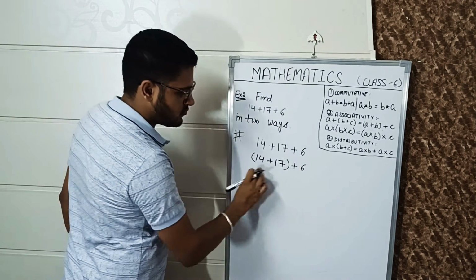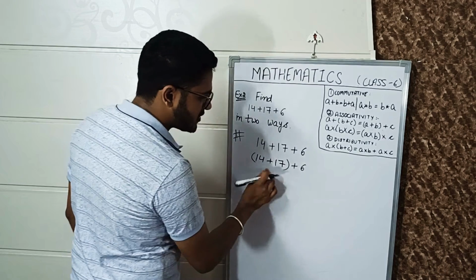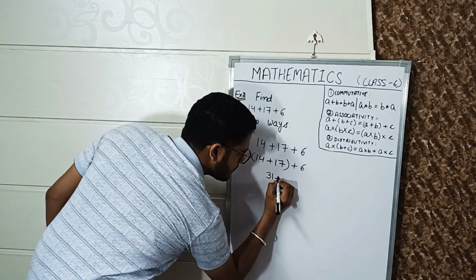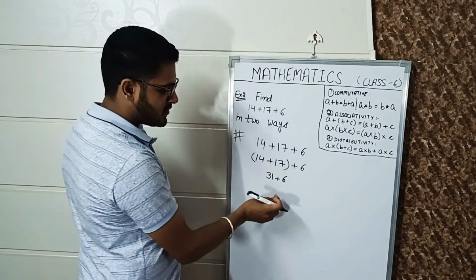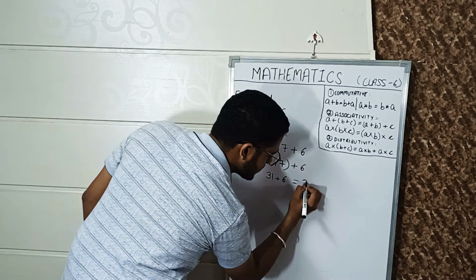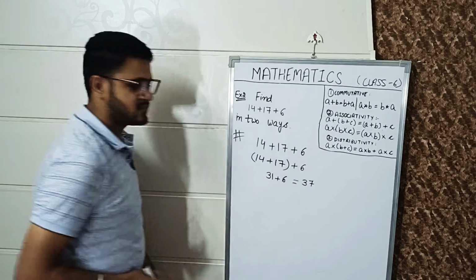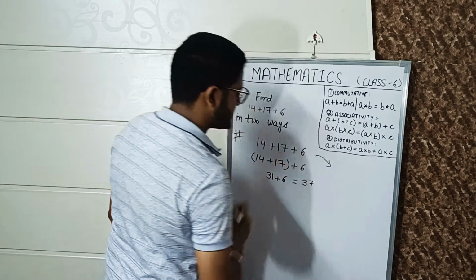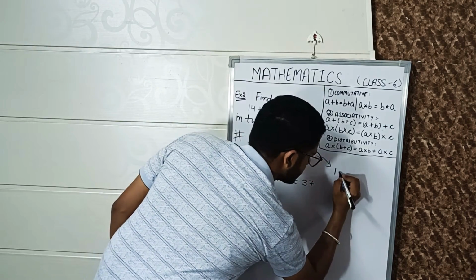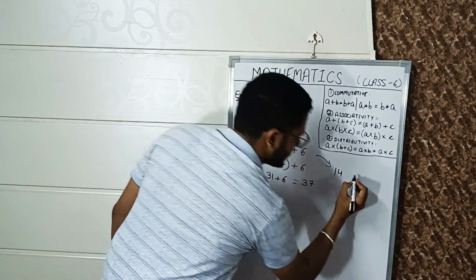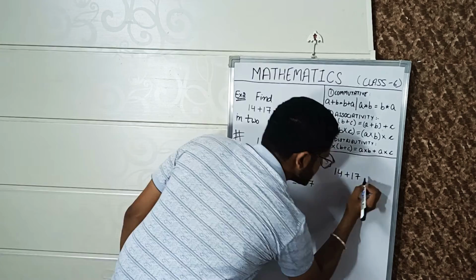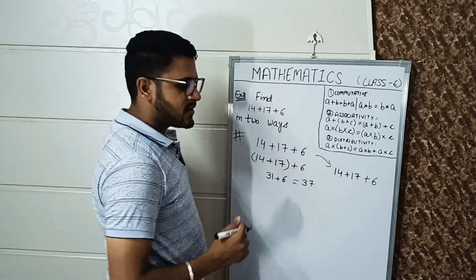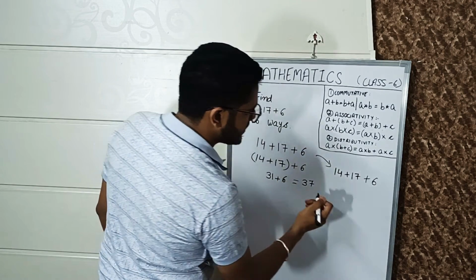Now what we will do is, we will first solve this part, right? 14 plus 17 is 31, plus 6. What will it come out to be? It will come out to be 37, right? Now let's try this in a second way. What is the problem? 14 plus 17 plus 6, right? Now let's do one thing.